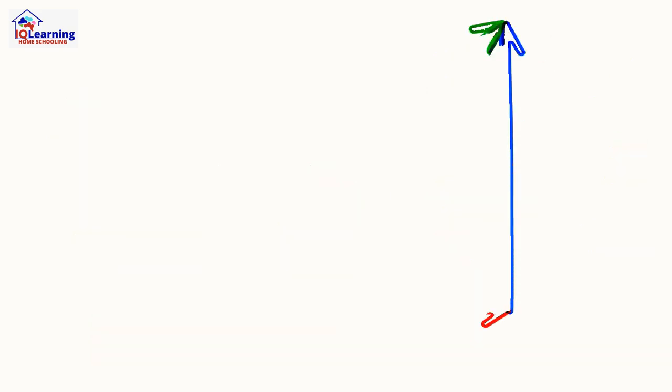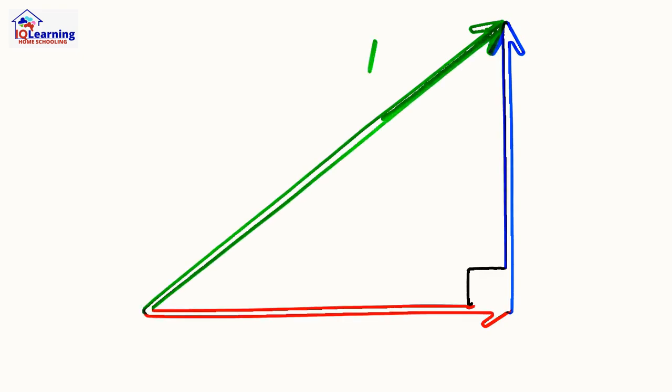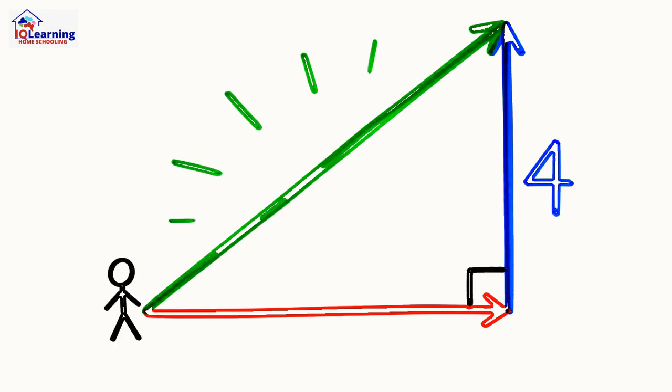So back to the original question. How far are you from your start after walking (3, 4)? You've drawn two sides of a right-angled triangle. The distance is the hypotenuse.